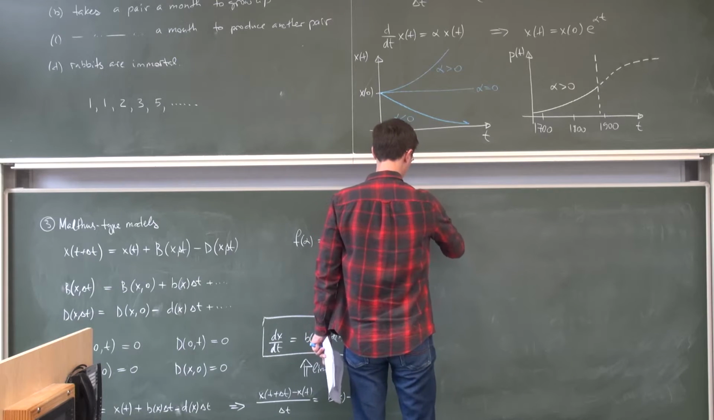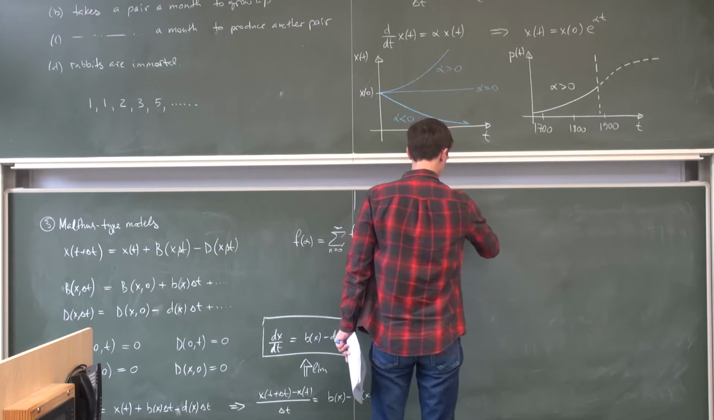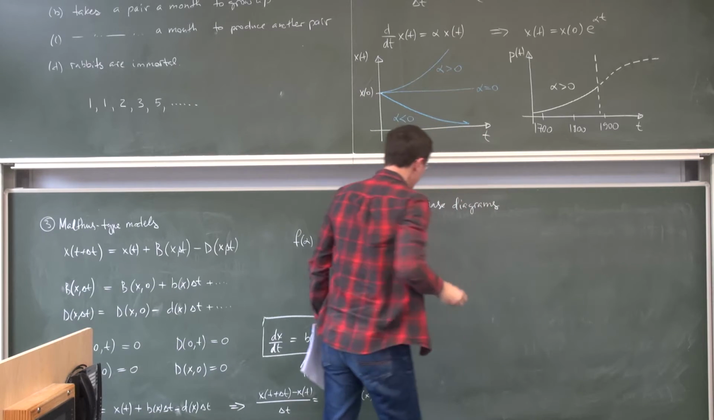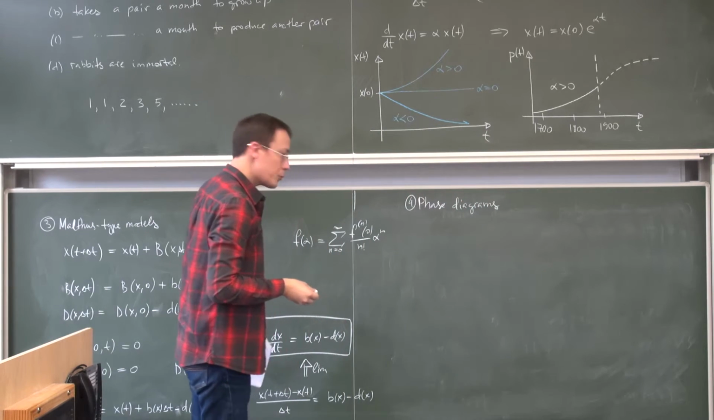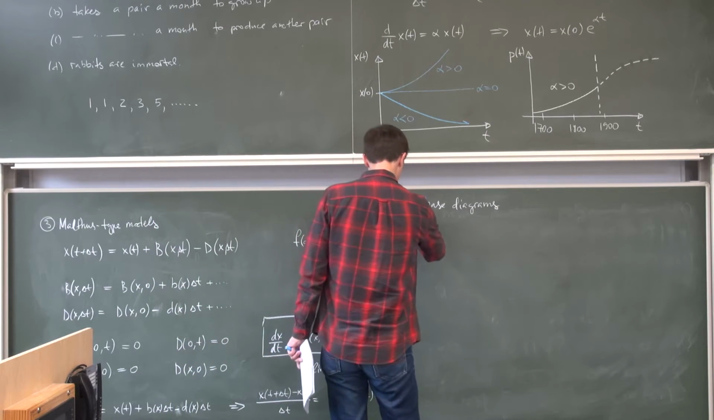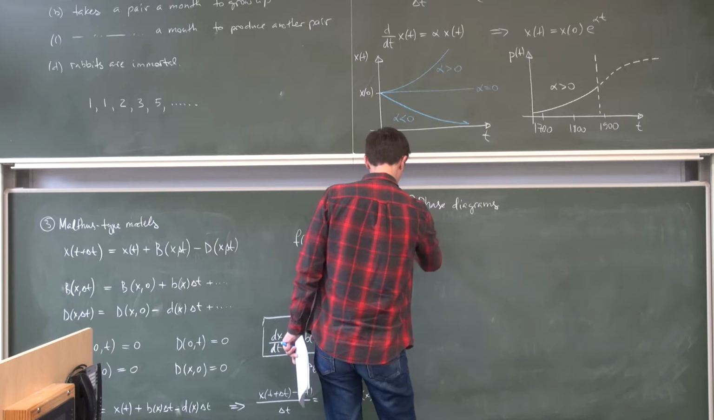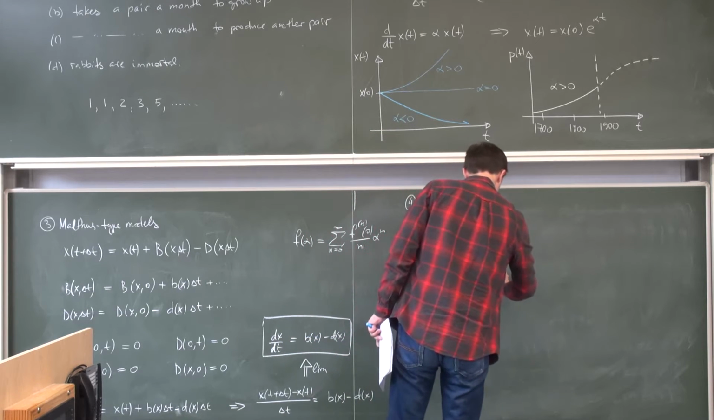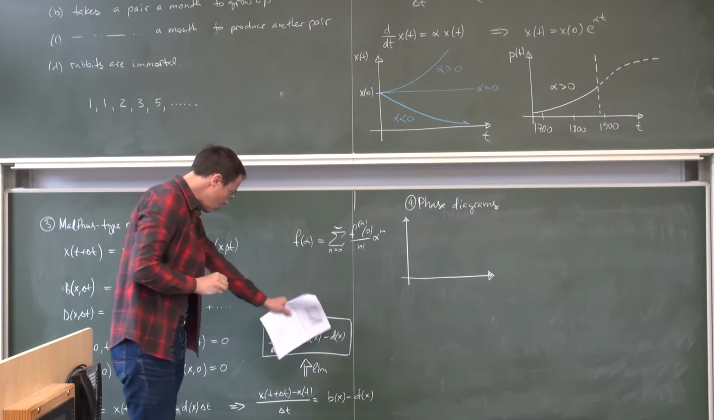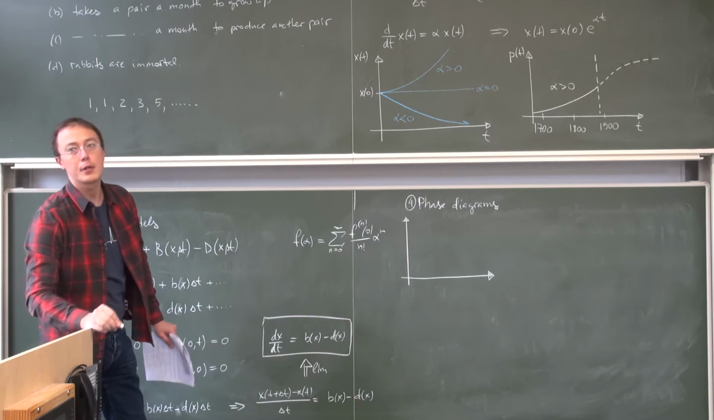Four phase diagrams. Imagine we were to plot the following slightly counterintuitive thing. Look here. This is what's called an autonomous differential equation.